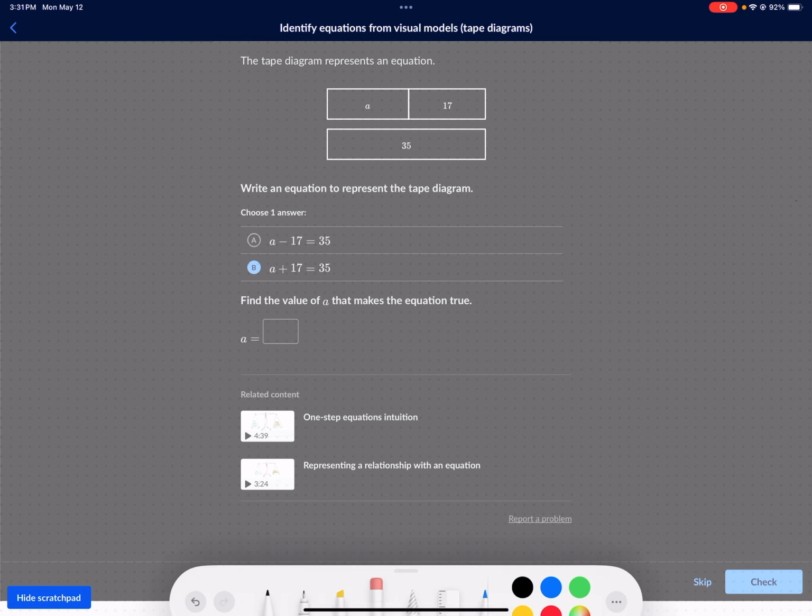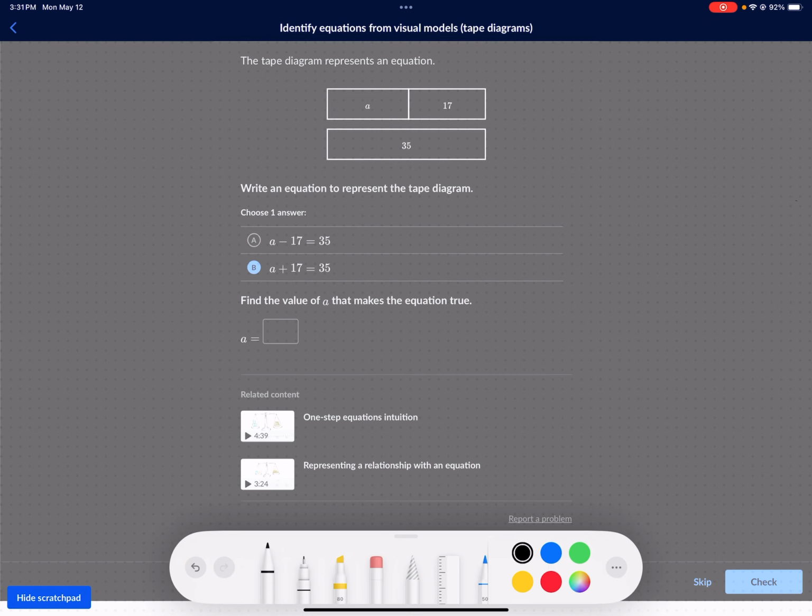And now we have to find the value of a. So what we have to do is subtract 17 on both sides, so we can isolate a, and that just means make it stand alone.